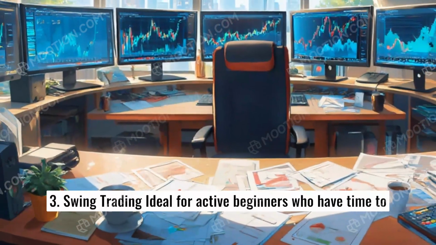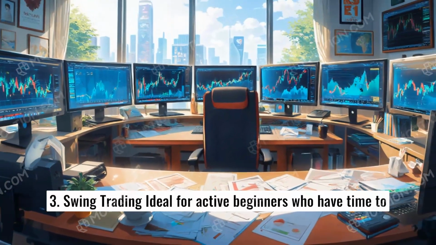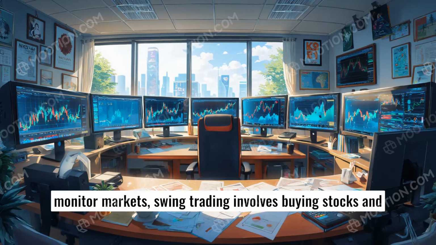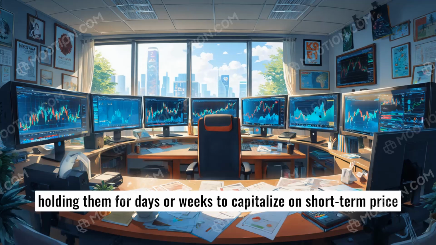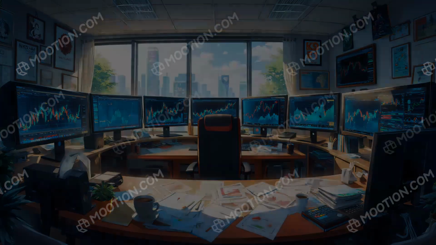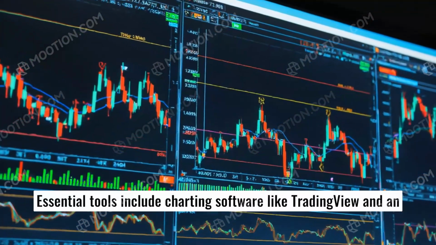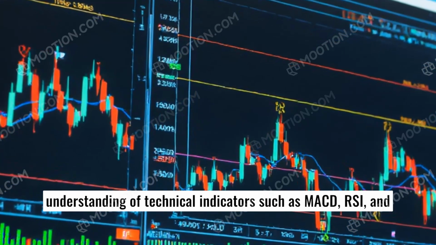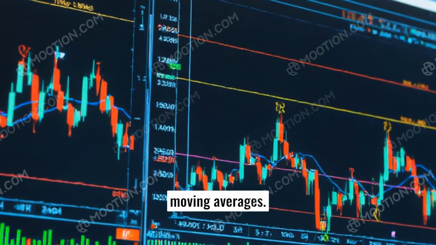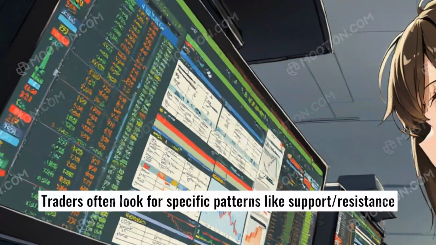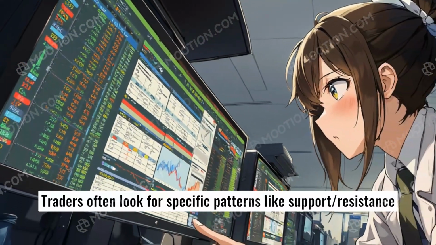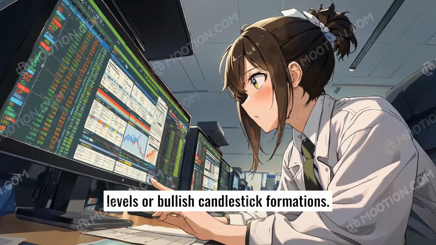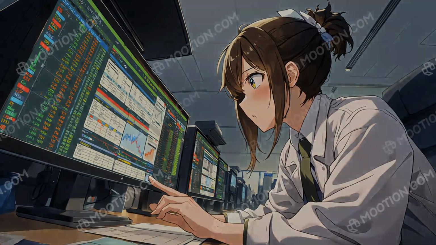3. Swing trading, ideal for active beginners who have time to monitor markets. Swing trading involves buying stocks and holding them for days or weeks to capitalize on short-term price movements. Essential tools include charting software like TradingView and an understanding of technical indicators such as MACD, RSI, and moving averages. Traders often look for specific patterns like support/resistance levels or bullish candlestick formations.